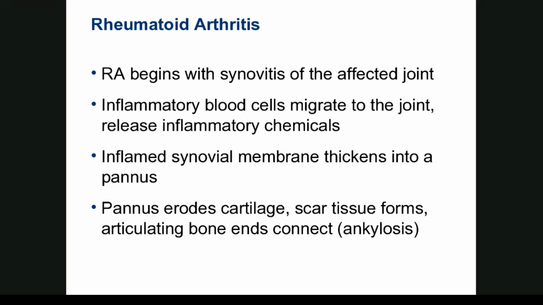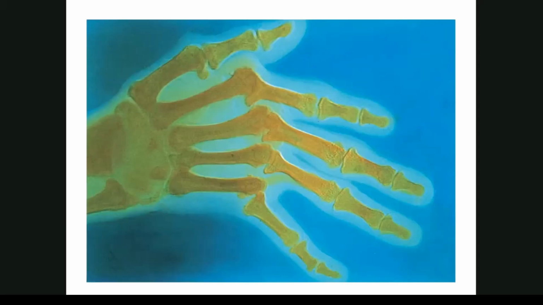Now, it starts with synovitis of the affected joints. You get inflammation. The synovial membranes cause a thickening or a pannus. It erodes the cartilage, scar tissue forms, and you get ankylosis or fusing of the joints. And this is an image of an osteoarthritic joint. A rheumatoid arthritis joint. You see, this is completely disarticulated.